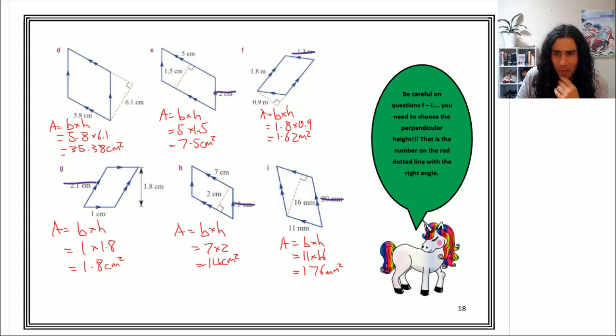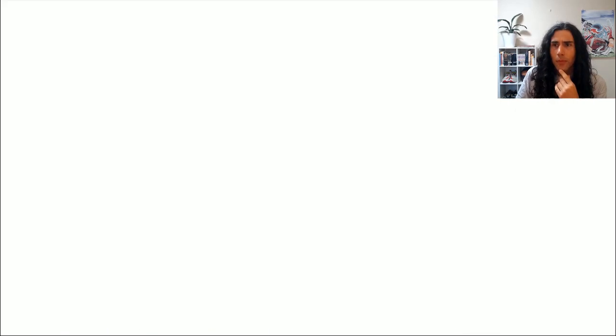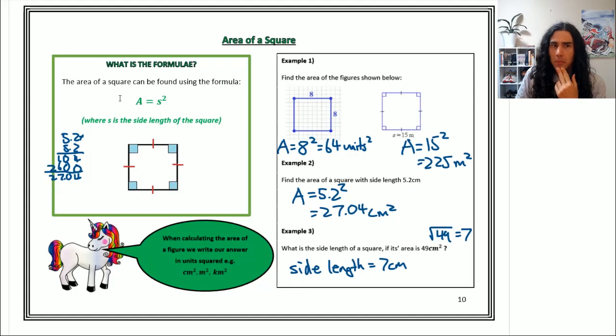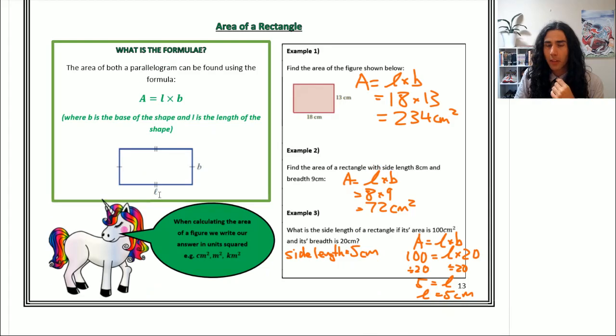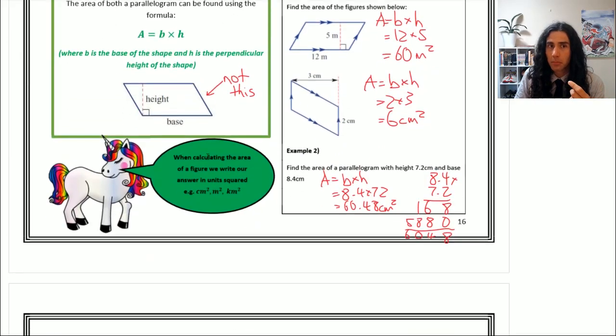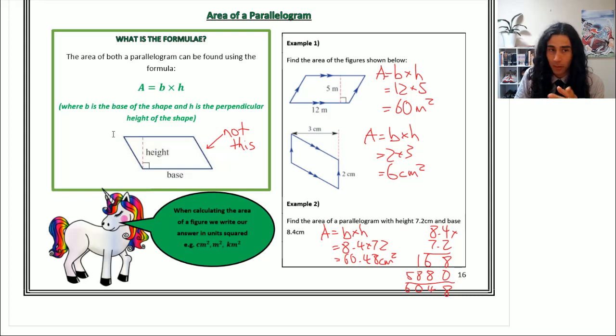So squares, quick review. Area, square the side length. If it's 8, the area is 8 squared. Rectangles, times the length by the breadth. So times 18 by 13. Last one, times the base by the height. So not the side, not on the angle. Base times the perpendicular height, 90 degrees. So that one, 12 by 5.